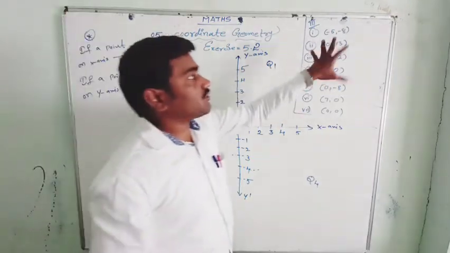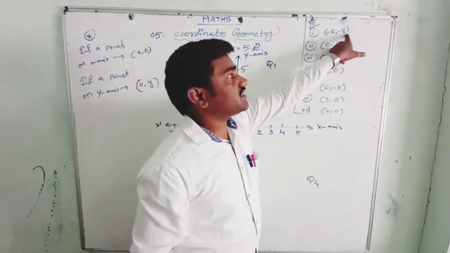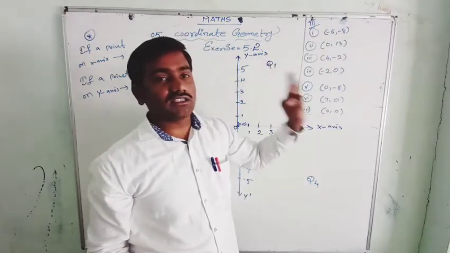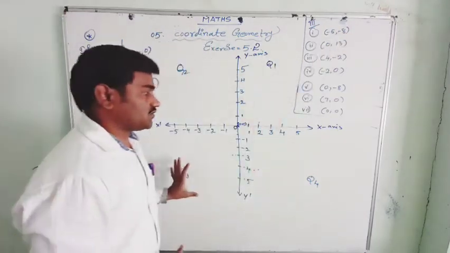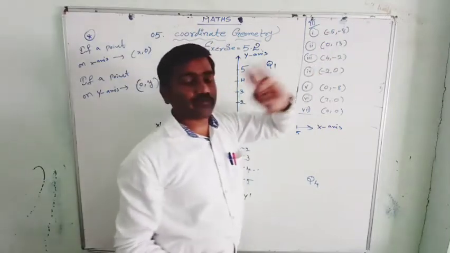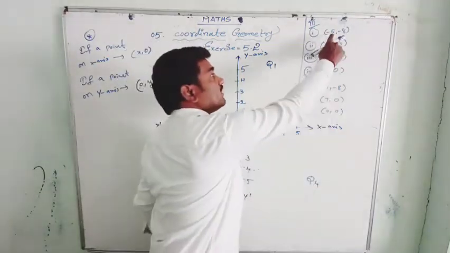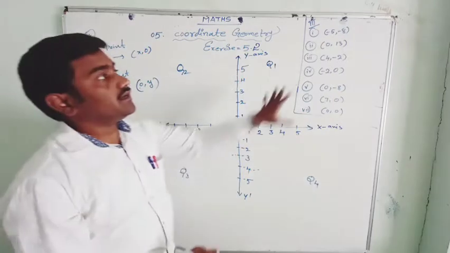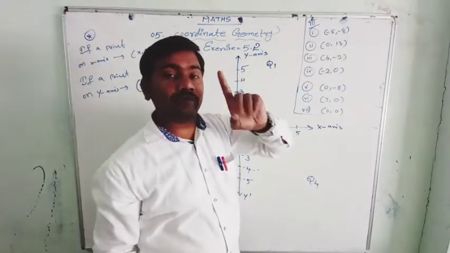So out of that we have to see that here -5 and -3. It is not lying on the axis. It is in quadrant number 3 actually. So it is not on the axis. This point will not lie on the axis. It is lying in quadrant number 3.